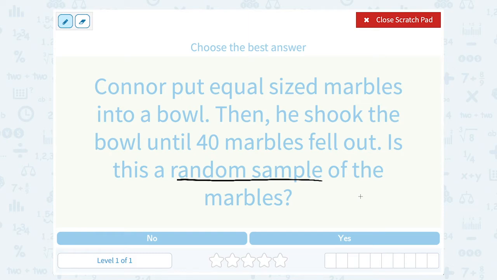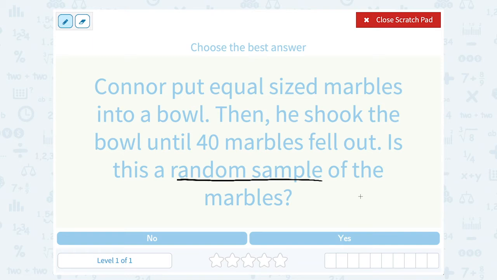For a sample to be random, it means that you're selecting which marbles you're picking, or if you're doing a survey, which people you're surveying, completely by chance. You're not picking certain ones or certain people on purpose, but you're selecting in a way that it's done by chance, and every person in that population, or in this case, every marble in the whole set, has an equal probability of being selected. If that's true, then it's random. If not, then it's not random.